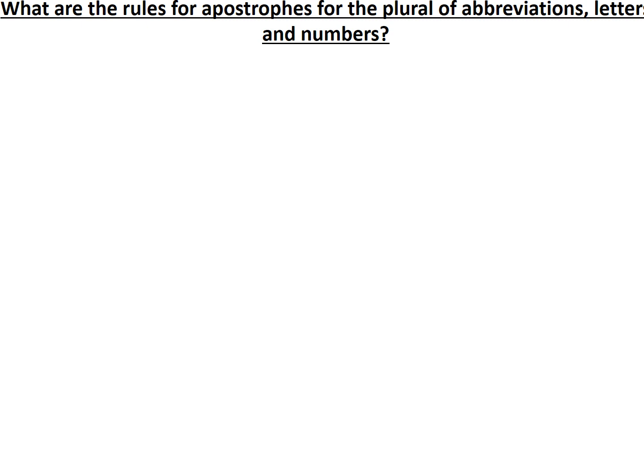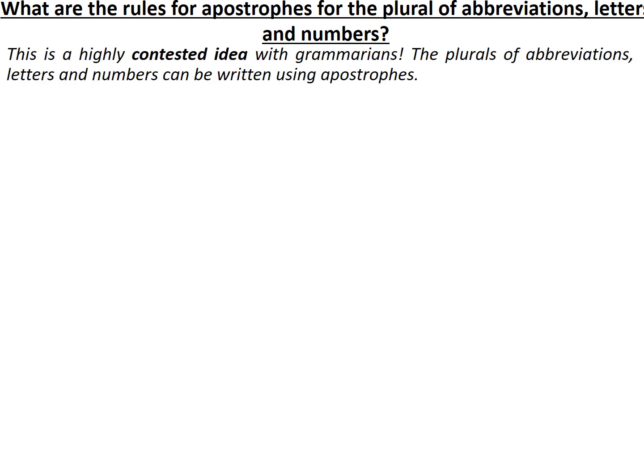In this video, we'll be answering the question, what are the rules for apostrophes with the plural of abbreviations, letters and numbers? Now, if you ever wanted to start a fight amongst grammarians, this is probably up there in the top 10 highly contested ideas for grammarians everywhere. That's because the plurals of abbreviations, letters and numbers can both be written using apostrophes and technically should not include apostrophes. So what is my answer to this question?